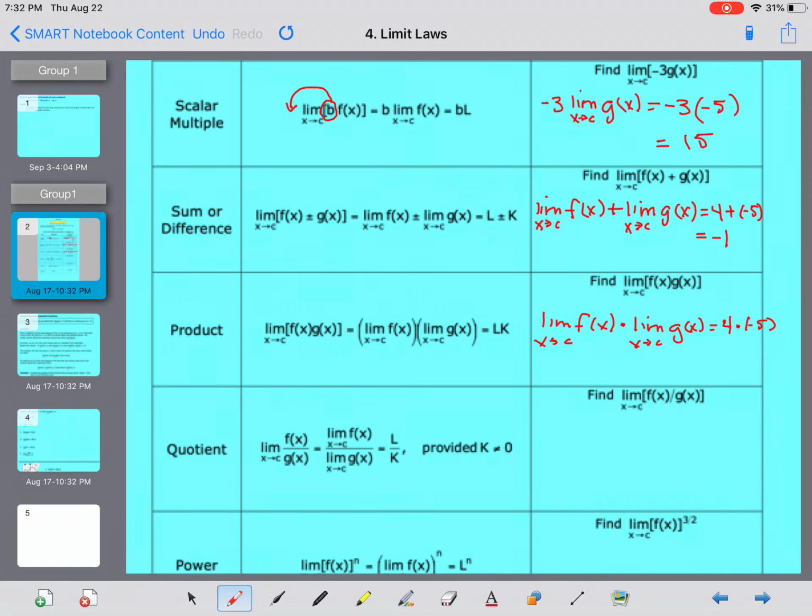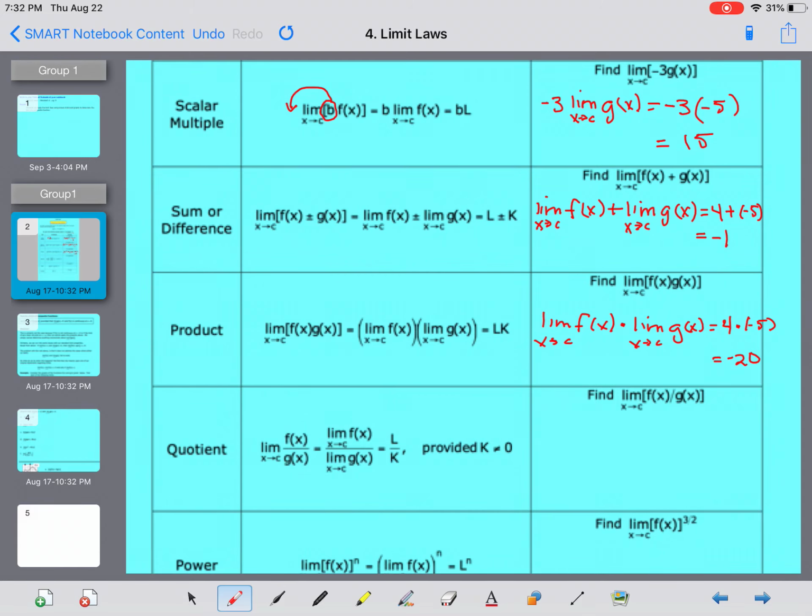And if we come back and multiply that, we get a -20 for that overall limit. Okay. The quotient rule kind of says the same thing. If we're taking the limit of a quotient, so a rational function, most likely, we can take the limit of the top value, or the numerator, we can take the limit of the denominator, and then come back and divide them after the limits have already been done.